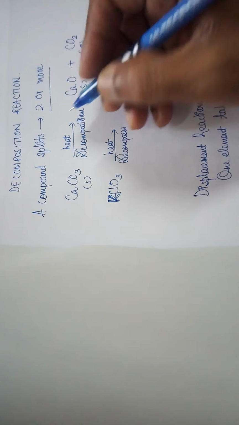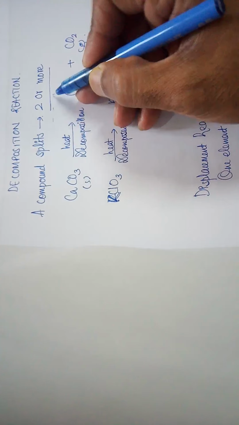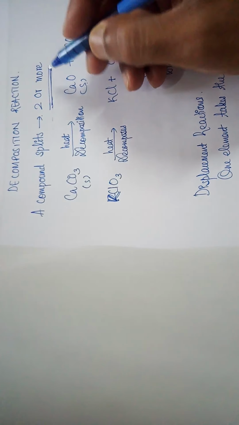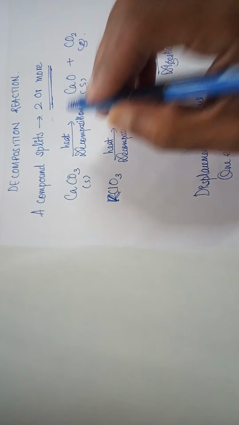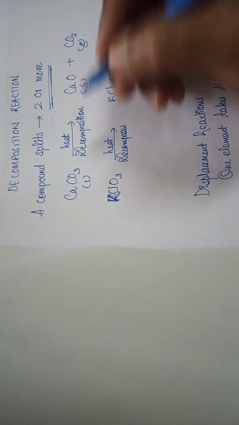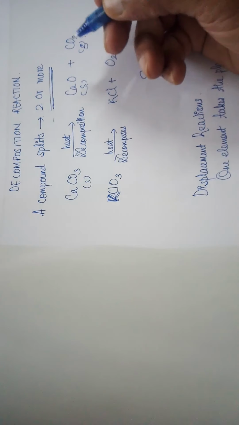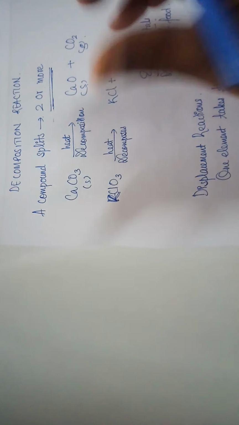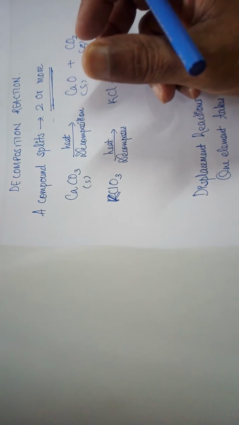Decomposition reaction. Those reactions in which a compound splits up into two or more simpler substances are known as decomposition reactions. Decomposition reactions are carried out by applying energy. That may be heat, light, or electricity, which breaks up that compound into two or more simpler compounds or simpler elements, you can also say.